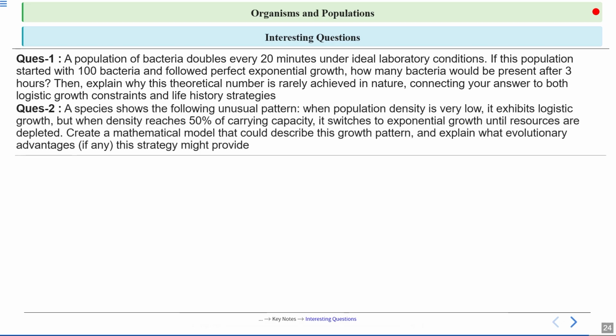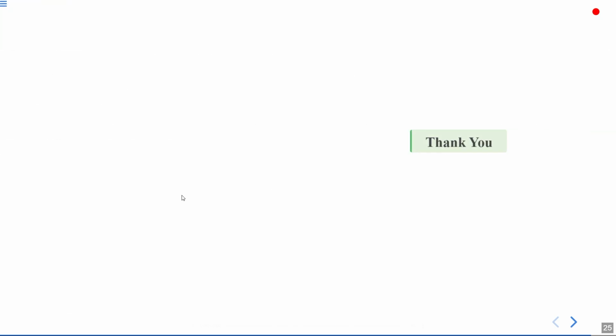Next question: a species showing the following unusual pattern. When population density is very low, it exhibits logistic growth, but when population reaches 50% of carrying capacity, it switches to exponential growth until resources are depleted. You have to create a mathematical model that could describe this growth pattern, and you have to explain what evolutionary advantages, if any, this strategy might provide. So you have to analyze these questions critically.